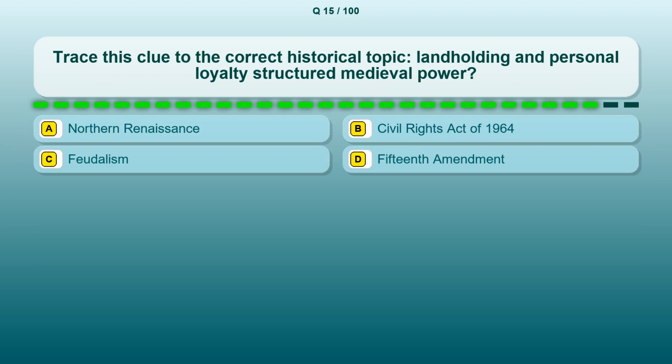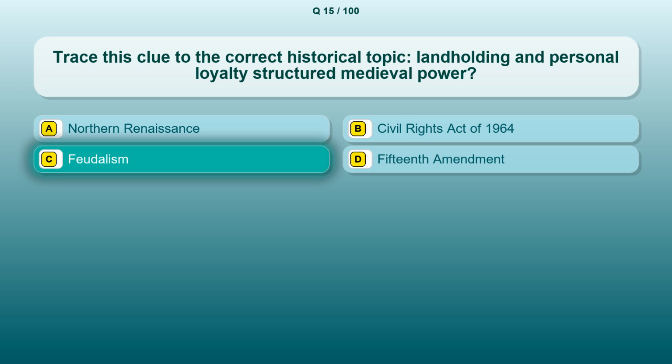Question 15. Trace this clue to the correct historical topic. Landholding and personal loyalty structured medieval power. Option A, Northern Renaissance. Option B, Civil Rights Act of 1964. Option C, feudalism. Option D, 15th Amendment.